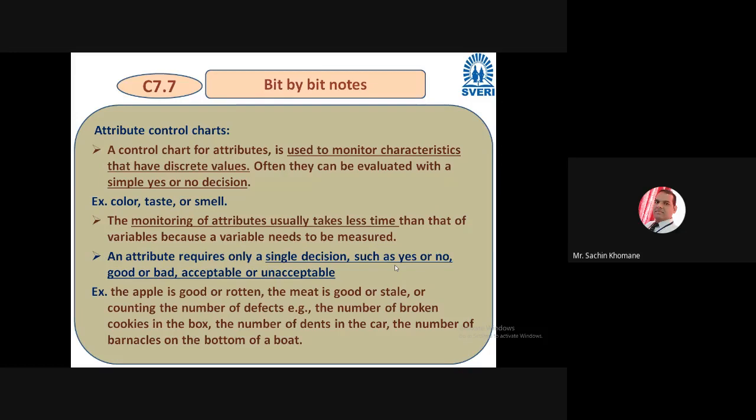And this attribute requires only a single decision. Only a single decision: acceptable, rejected. Good, bad. Yes, no. For example, an apple is good or rotten. The meat is good or stale. Like that. So for the types of examples we have discussed, the attribute control chart is important.